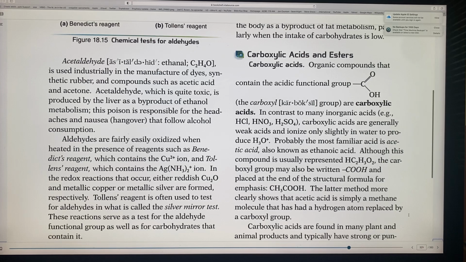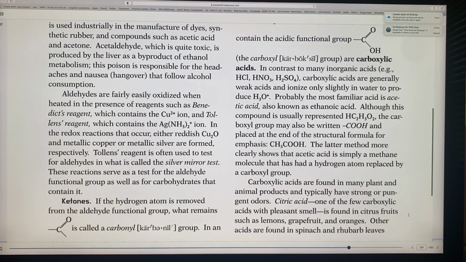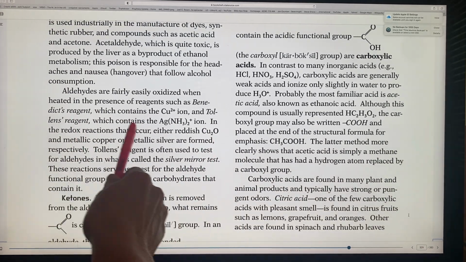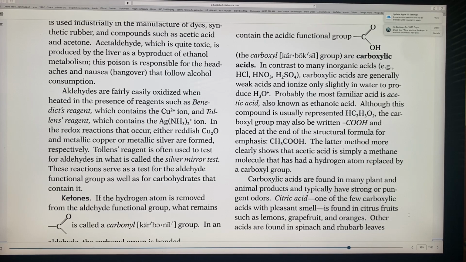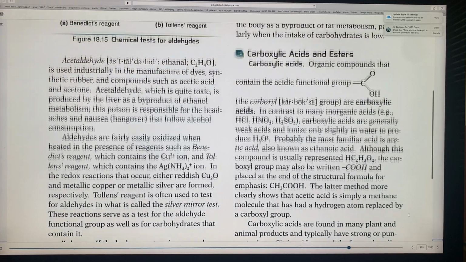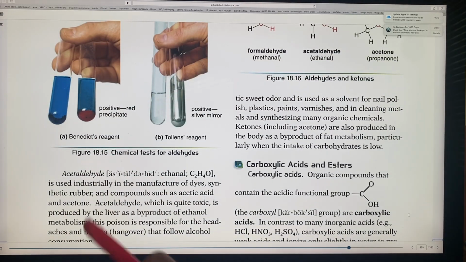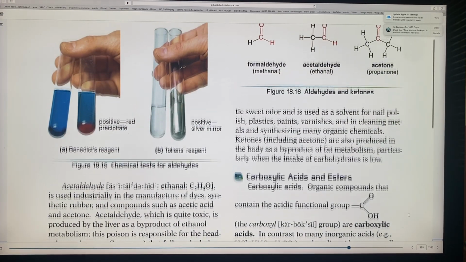And aldehydes are fairly easily oxidized when heated, and that's that Benedict's reagent, which contains copper, and Tollens reagent, silver. And so the Tollens reagent is used as the silver mirror test. And these reactions are the test for aldehyde right here. Those 2 tests to see if there's aldehyde in something.